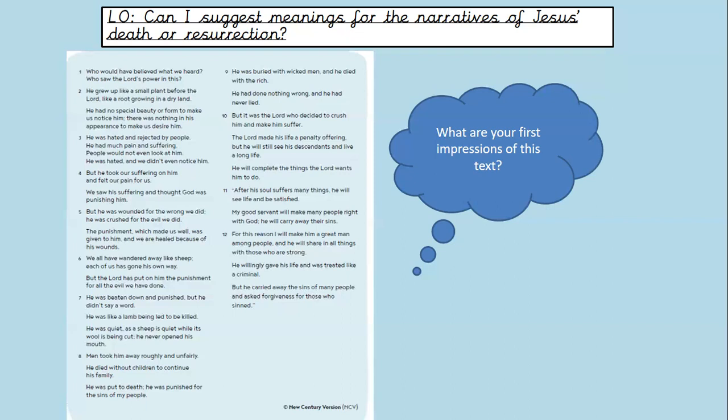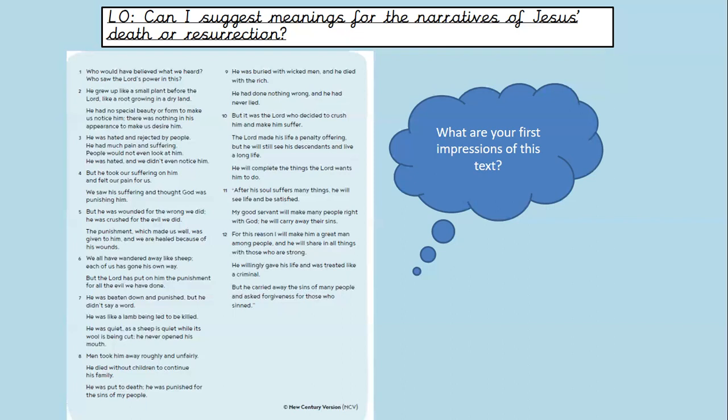Have a think about that. Men took him away roughly and unfairly. Who are these men? Are they Jews or are they Romans? He died without children to continue his family. Is that fair? Think about freedom and justice there.